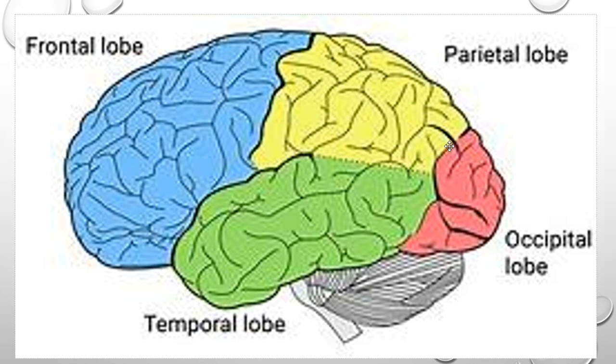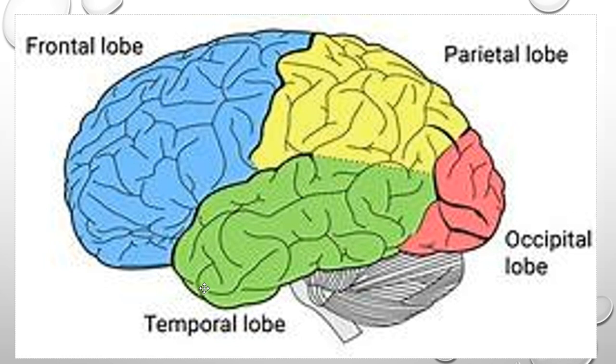Here is the parieto-occipital sulcus, and the occipital lobe is here, a small lobe delimited by the parieto-occipital sulcus. Posteriorly, it ends with a fairly pointed occipital pole. Here is the occipital pole. And the temporal lobe is delimited by the lateral sulcus. Inferiorly, it ends with the temporal pole. Here we can see the temporal pole.